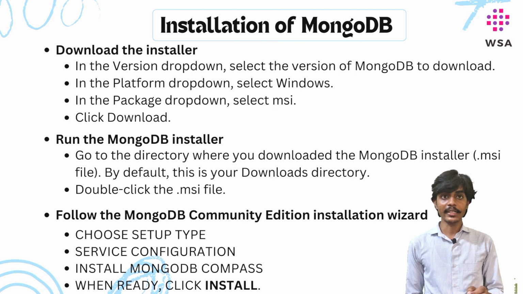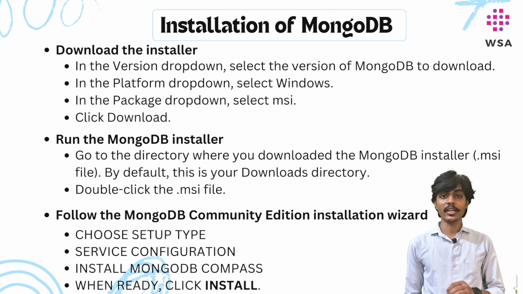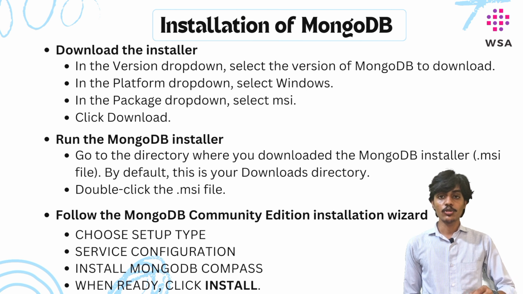Go to the directory where you downloaded the MongoDB installer, the .msi file. By default, this is your download directory, and double-click the MSI file. And step 3, follow the MongoDB Community Edition installation wizard. And there are different steps. Number 1 is choose setup type, number 2 is service configuration, and number 3 is installing MongoDB Compass.